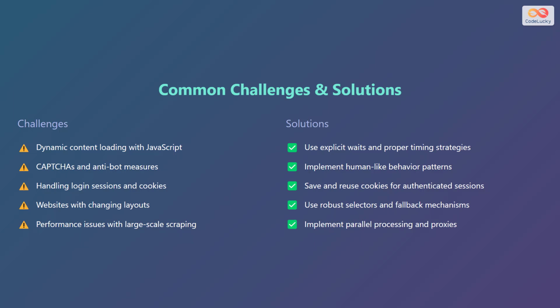Handling login sessions and cookies can also be tricky. You can save and reuse cookies for authenticated sessions to maintain your logged-in status. Websites with changing layouts can break your script. It is important to use robust selectors and fallback mechanisms to adapt to these changes. Performance issues can arise with large-scale scraping. Implementing parallel processing and using proxies can significantly improve performance.